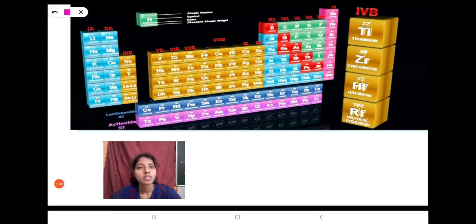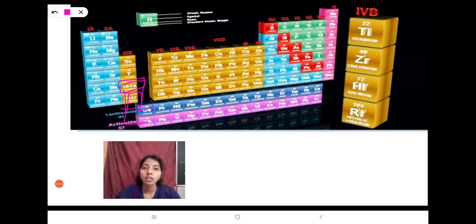So see here, this 3rd B group, in these rows we have lanthanides and actinides. These lanthanides and actinides have 2 series. When we are observing in 3D, we can observe these 2 series.